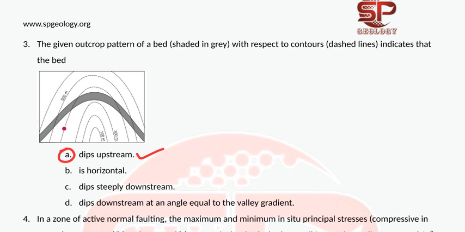If it is horizontal, it should follow the contour. As it is intersecting the contour, it will not be horizontal. Dip steeply downstream: if the bed is dipping downstream, then the V should point downstream. But as the V points upstream, it will be towards upstream. Dip downstream at an angle equal to the valley gradient: if this is the condition, then there should be no V. So that's why the answer will be A.